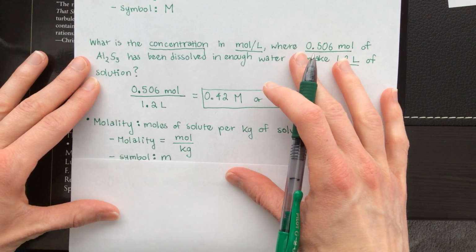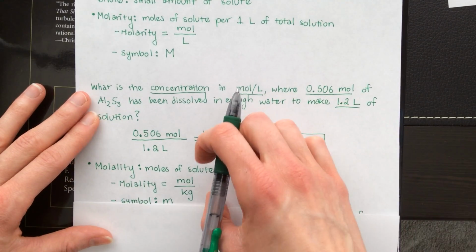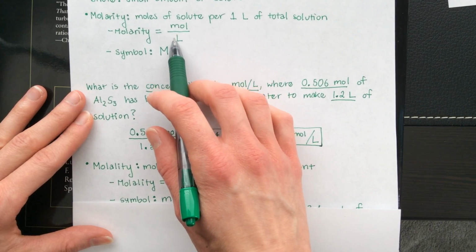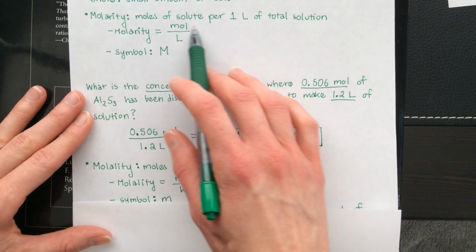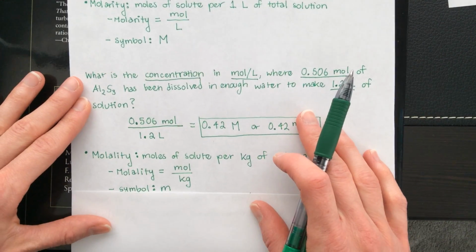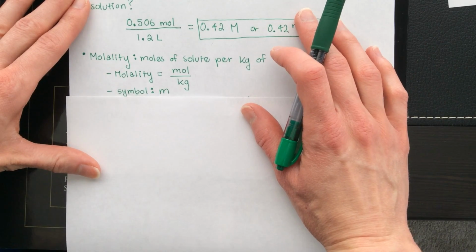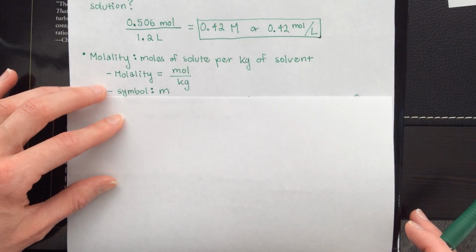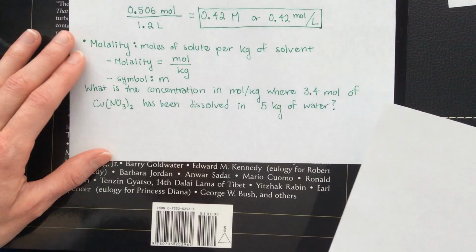Now, in case you're curious, the reason we have these two different units of concentration, molarity and molality, is that molarity can change with temperature, because when things get hot, their volume expands, and so the molarity can be different at different temperatures. But molality does not change with temperature, because mass doesn't change when things get hot. So we use molality when we're dealing with things that are changing temperatures. So I'm going to show you one problem with molality, and then we'll be done.